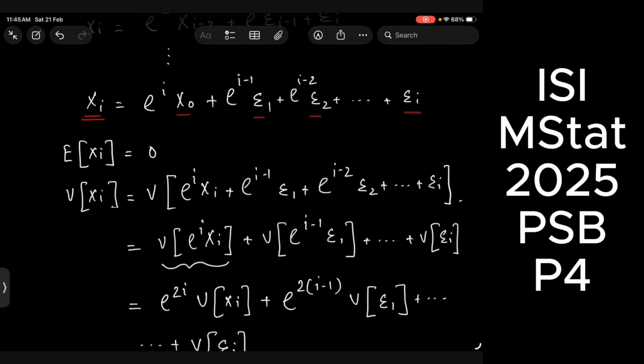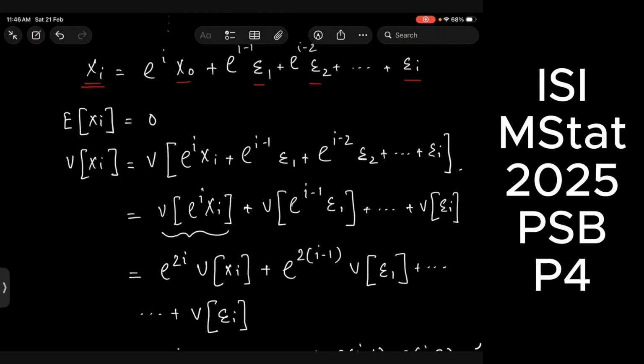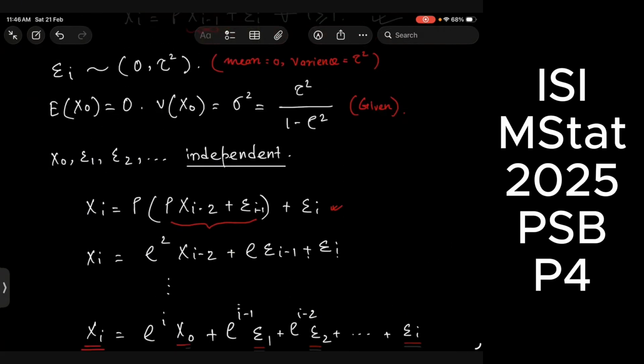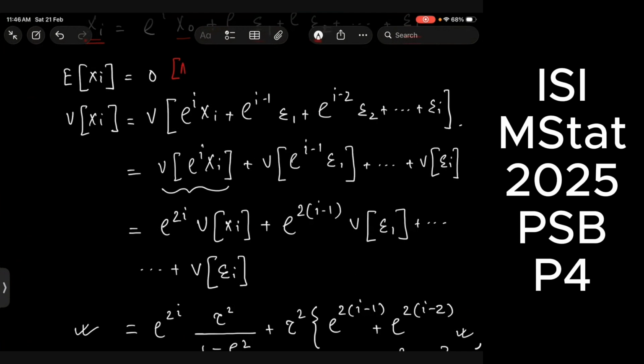Okay. So from this you can see that if you take the expectation, then the expectation will come out as 0 due to independence. Correct. Have you got it?